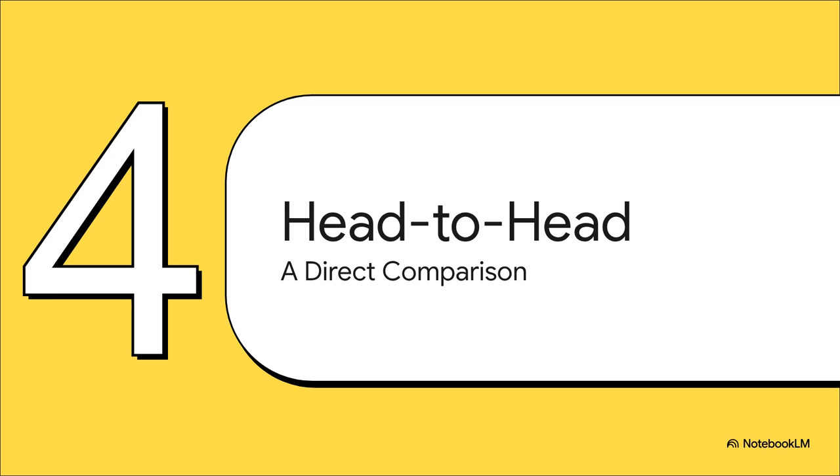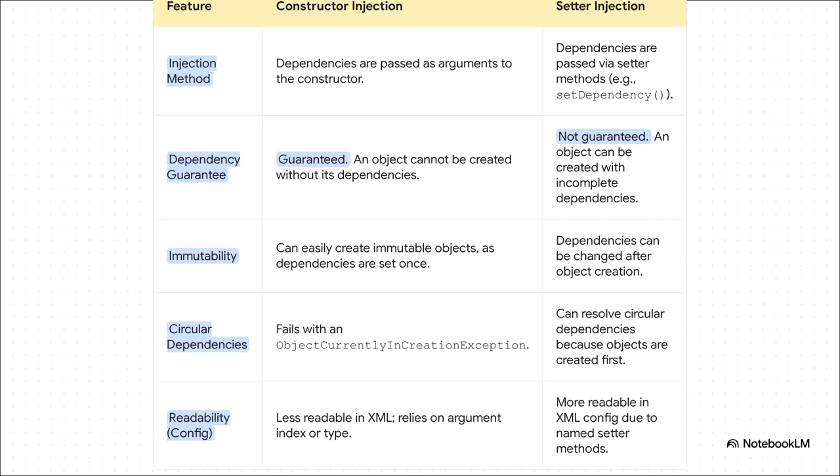All right, constructor versus setter, a head-to-head comparison. Let's really put these two side by side. We're going to see how they stack up in a few really important categories. Okay, so this table really lays it all out. Let's walk through it. First, look at dependency guarantee. With constructor injection, you get this amazing promise. An object will never be created unless all its dependencies are there. It can't exist in an incomplete state.